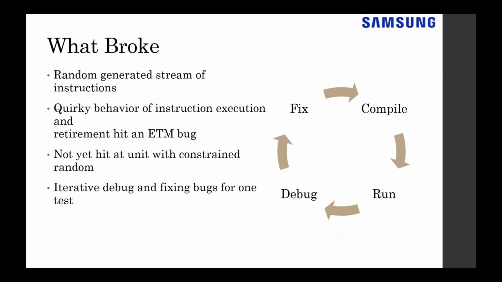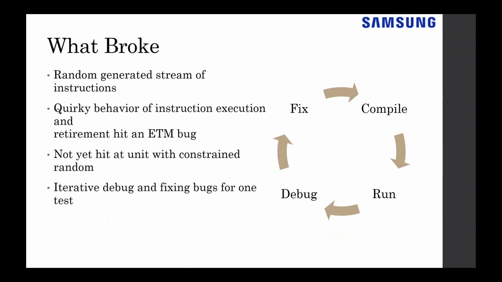So what broke? As I mentioned before, I had an awesome stream of random instructions up at cluster that found some quirky behavior in ETM. Retire did some things that we didn't know it would do, but we realized were okay from a design perspective in the core. But it broke some assumptions on the ETM side. So we had to redo some things, and it kept breaking. With the same test, you go a little farther and break again, go a little farther and break again.